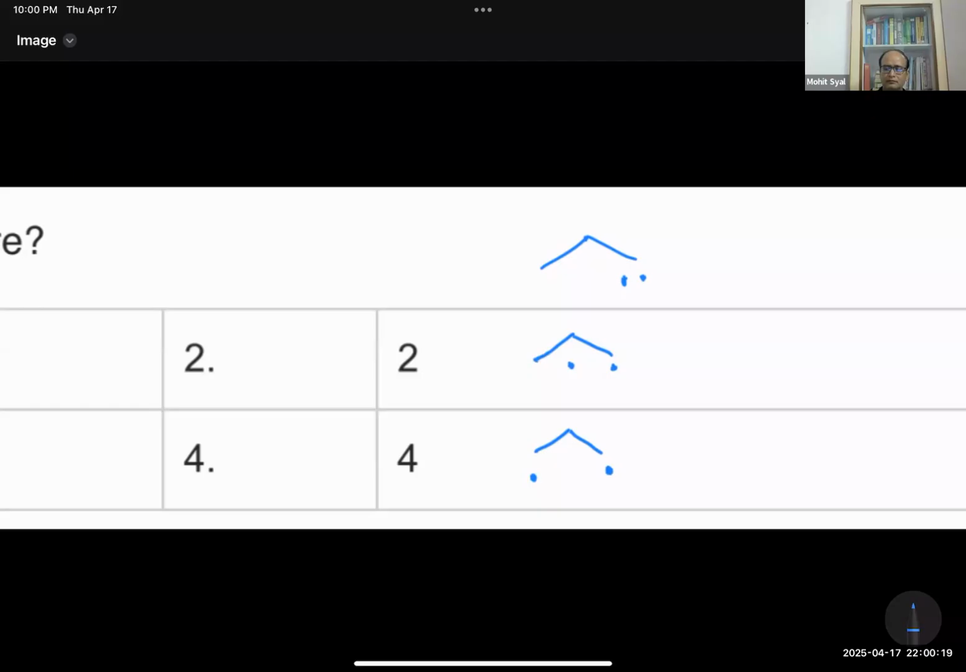Yes, sir. Okay. 2 and 2. Both the chlorines can come on the middle carbon. Okay. And what else? Should I consider 3 and 3? 1,1, 2,2, and 3,3? Should I consider this? Jasleen, tell me. Ibrahim, tell me. Should I consider this isomer? Yes or no?